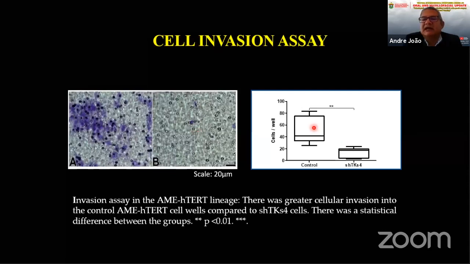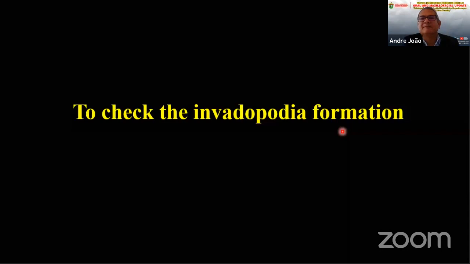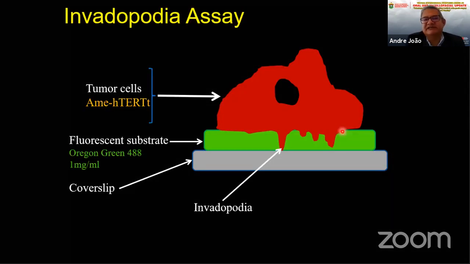Between the groups, the control group and the TKS4 knockout group, we have a lot of cells invading versus a few cells invading, which is statistically significant. But ameloblastoma forms invadopodia. To check invadopodia formation, you use an invadopodia assay.